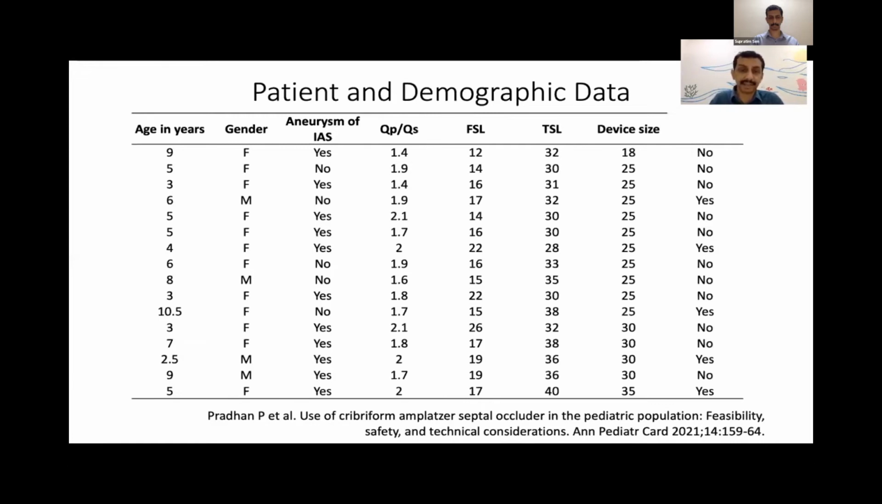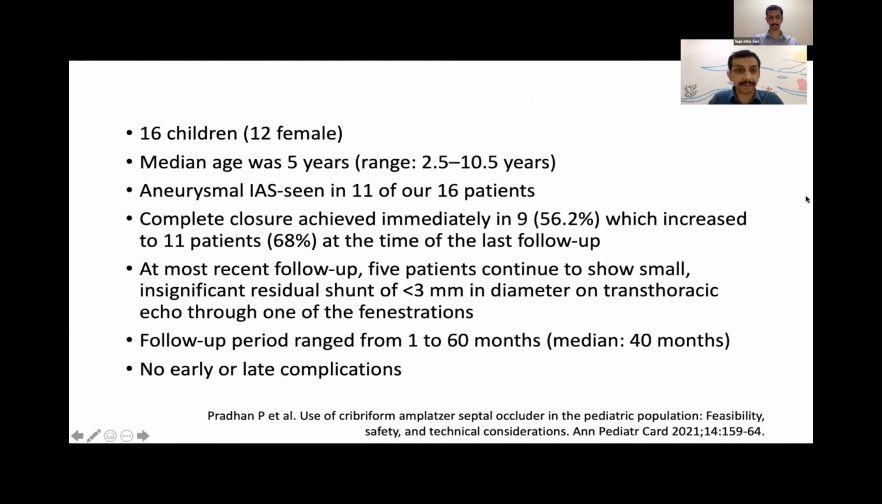So of these 16 patients who had Cribriform ASD device closure, the median age was 5 years with a range of 2.5 to 10.5 years. 11 of our patients had an aneurysmal interatrial septum. And immediately after deploying the device, there was complete closure achieved in 9, while 2 additional patients, so a total of 11 patients, had complete closure at the time of last follow-up.